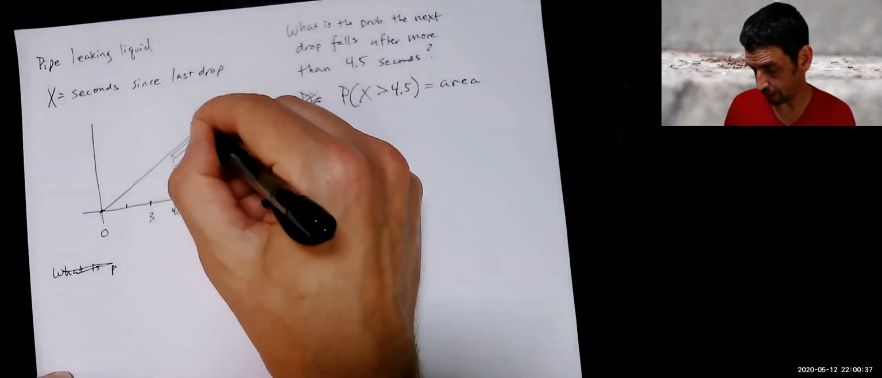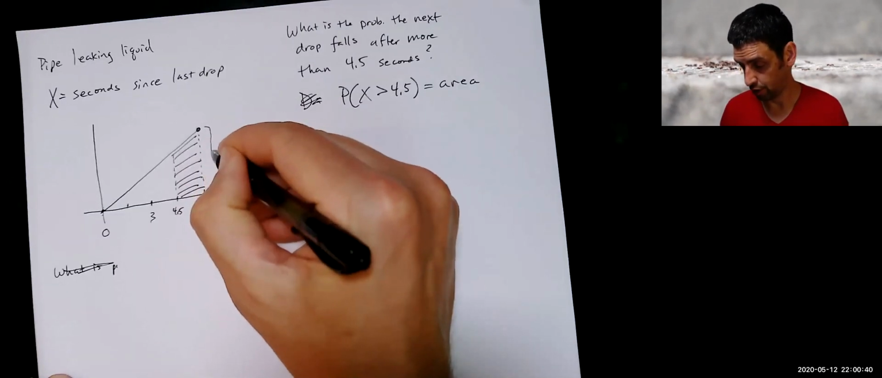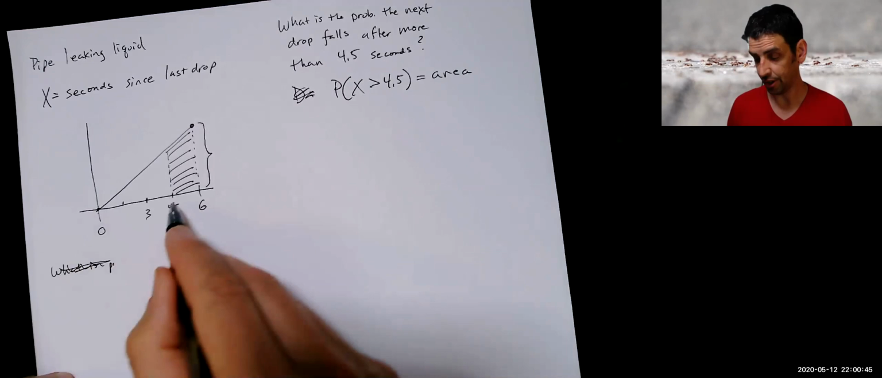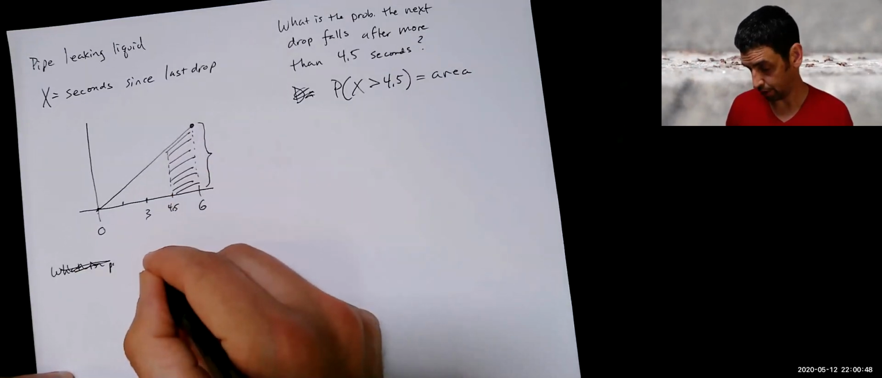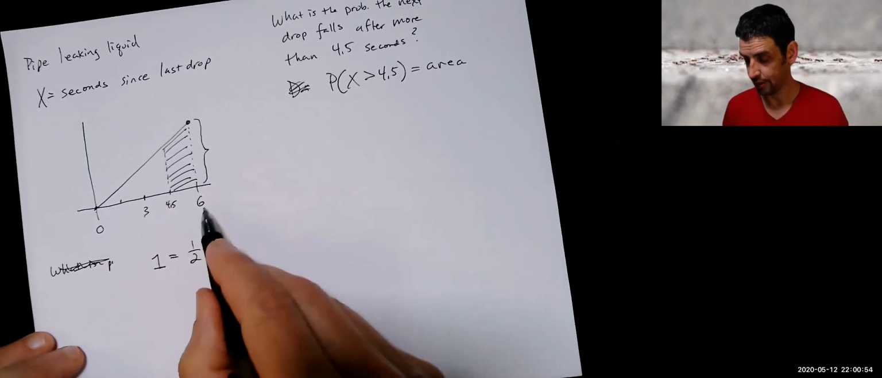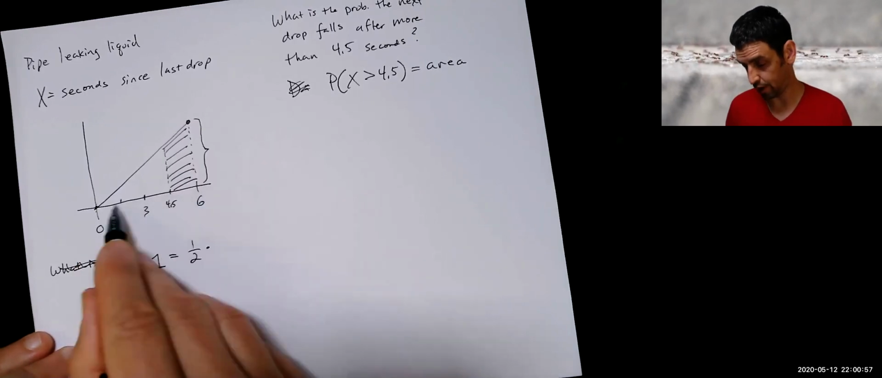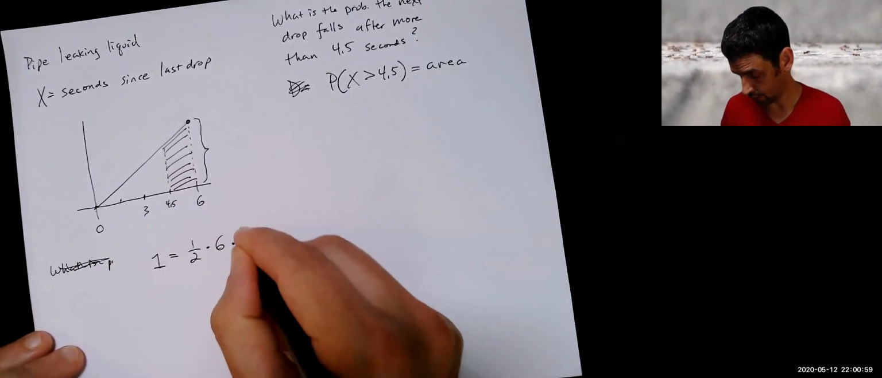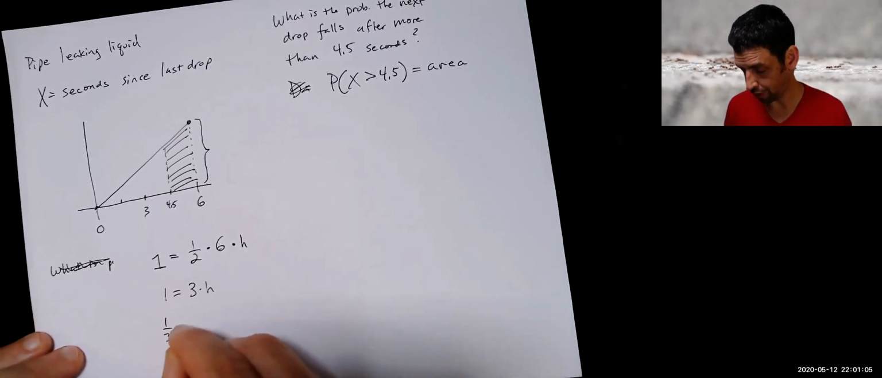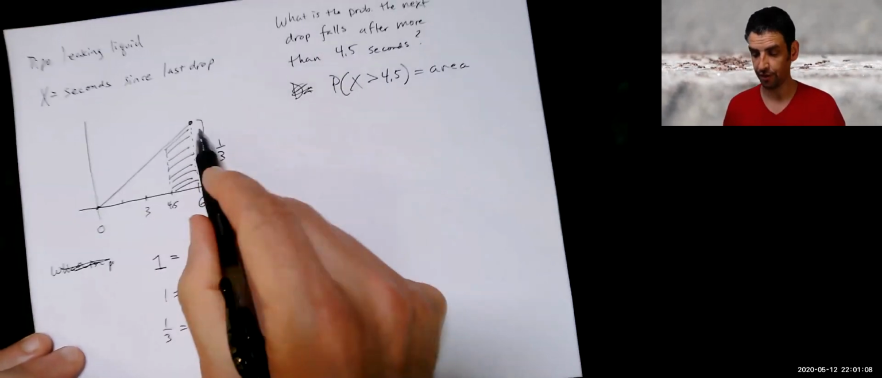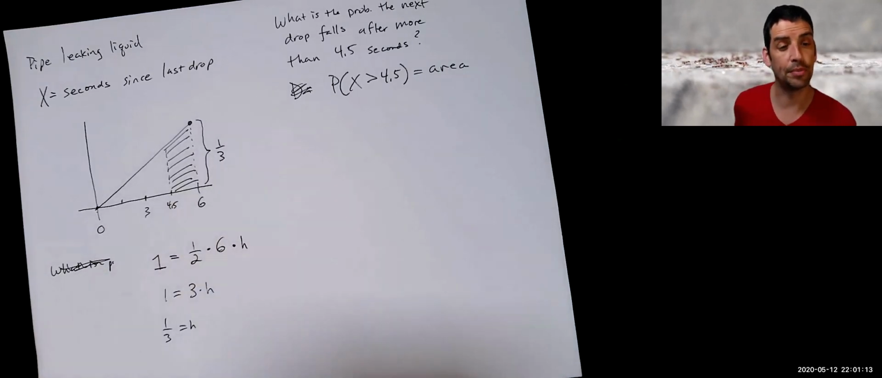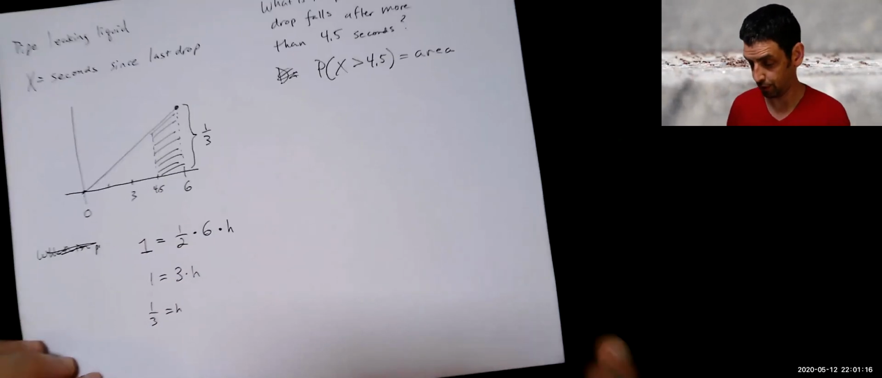So some information I might need to know is, how tall is this whole shape? Well, remember, the area of this entire triangle has to be 1, but the area of a triangle is 1/2 times the base. So the width here is 6 times the height, which means 1 is equal to 3h, or 1/3 is equal to the height. So I know that this height over here is 1/3, right? I know it's not to scale. It doesn't need to be. I'm just using it to represent things, as long as I have the correct numbers in there.